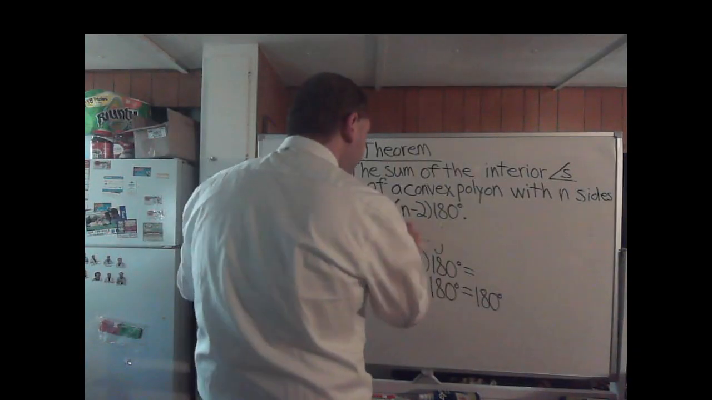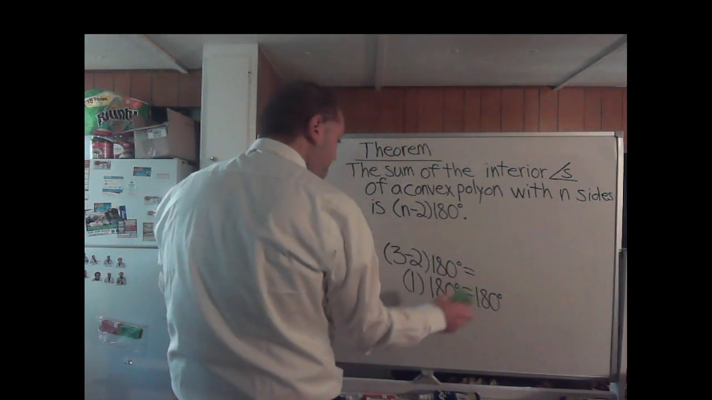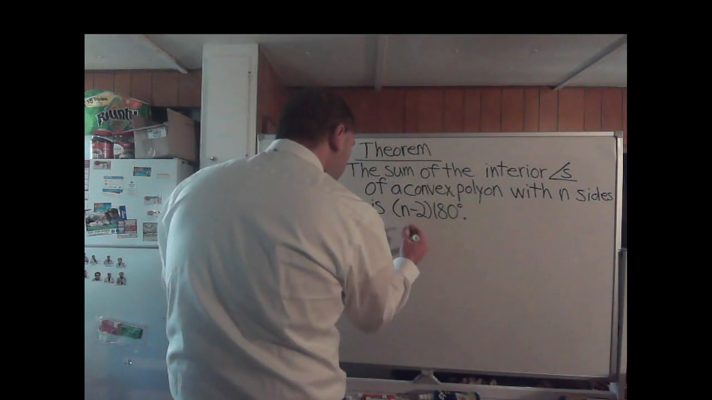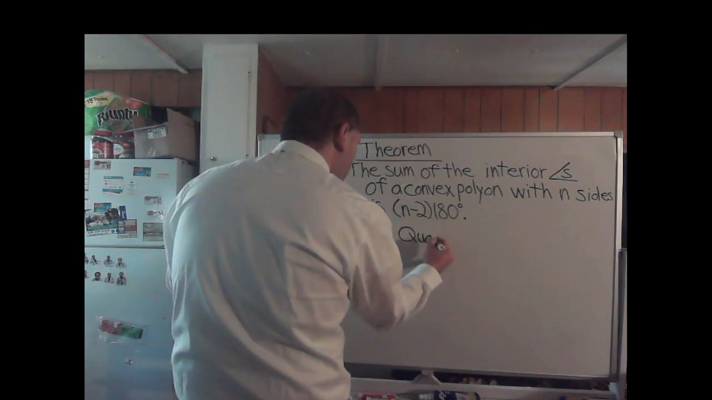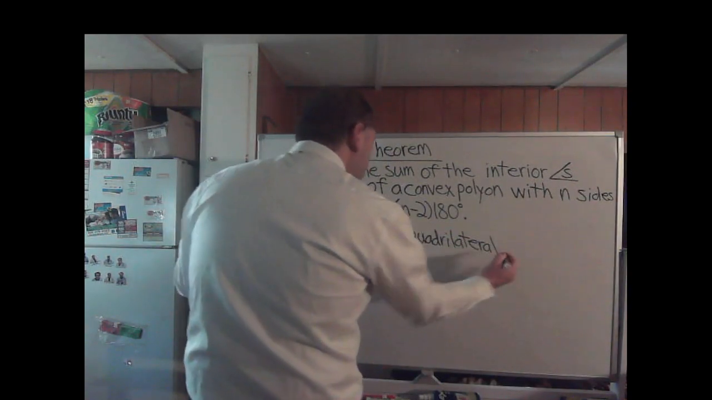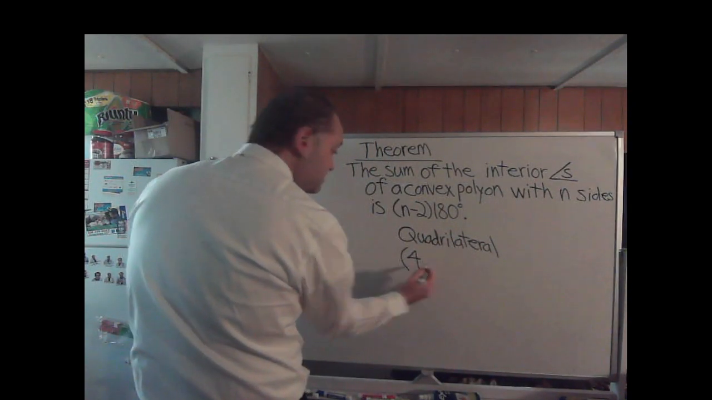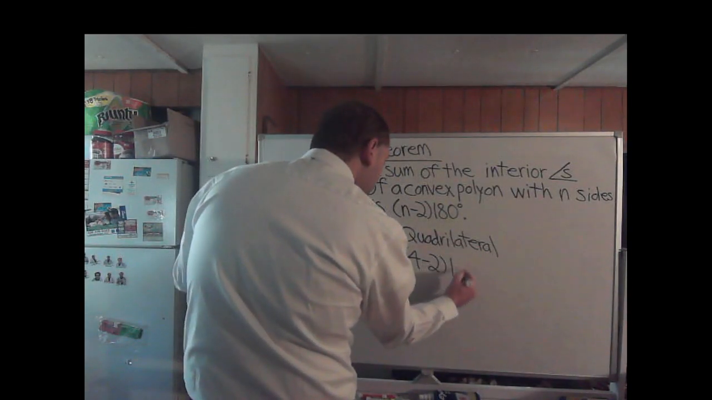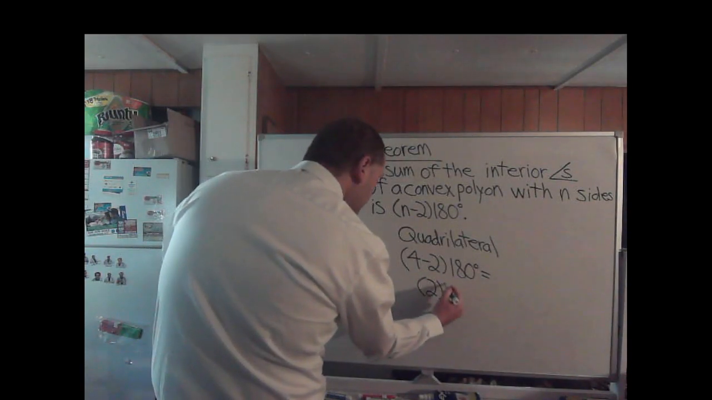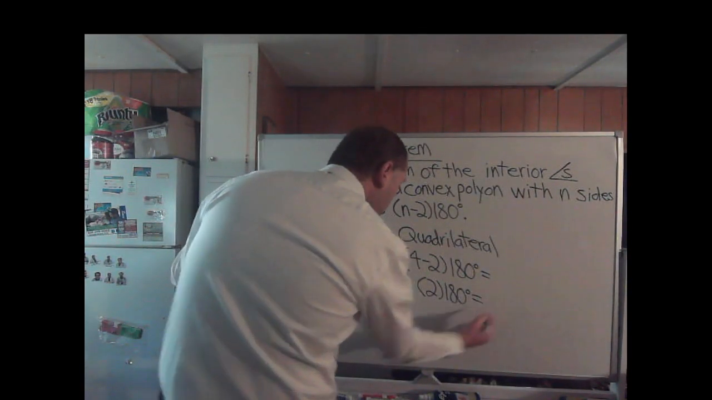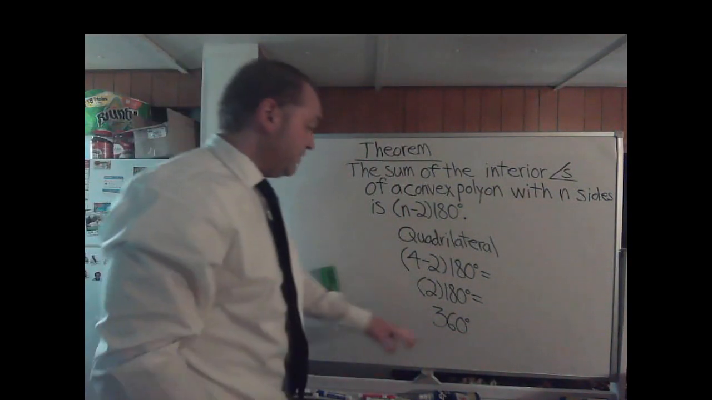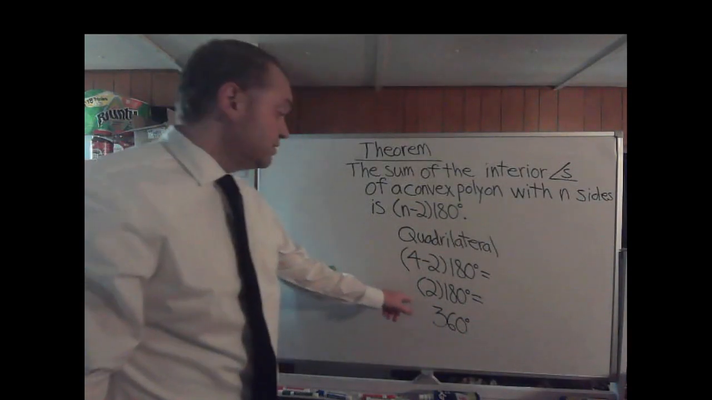So, what if, I'll humor you here, what if we do a quadrilateral? Let's do a quadrilateral. So a quadrilateral has 4 sides, so it's going to be 4 minus 2 times 180 degrees, which would simply be equal to 2 times 180 degrees, which would be 360 degrees. So the sum of the interior angles of a quadrilateral then would be 360 degrees by this formula.